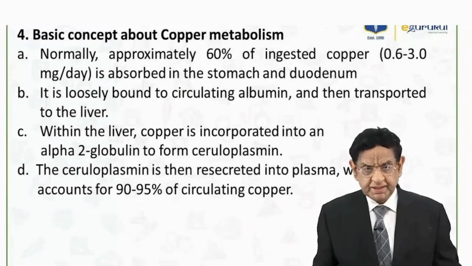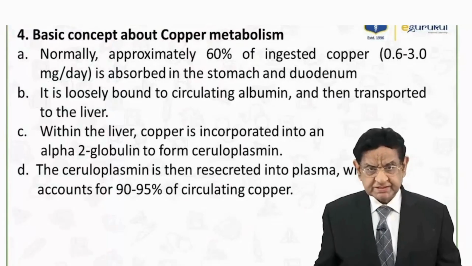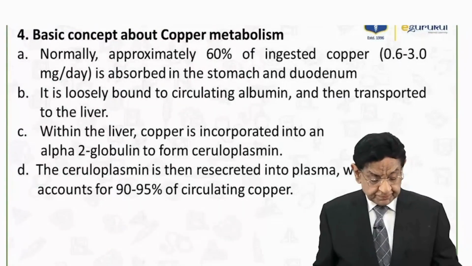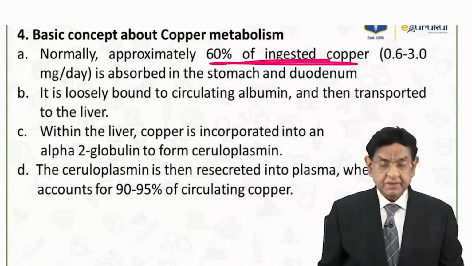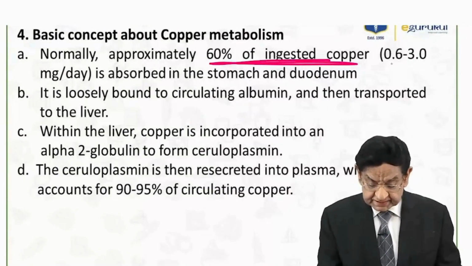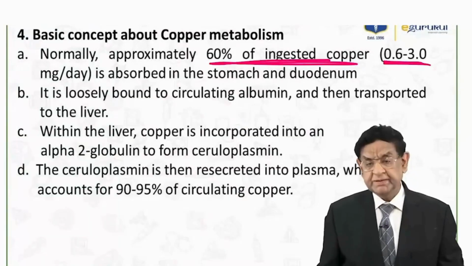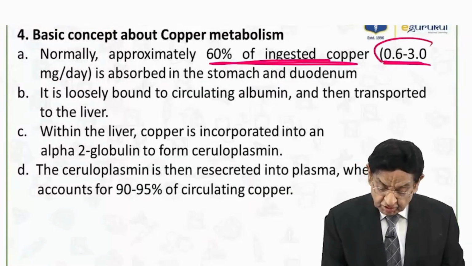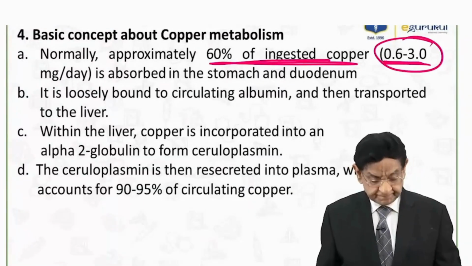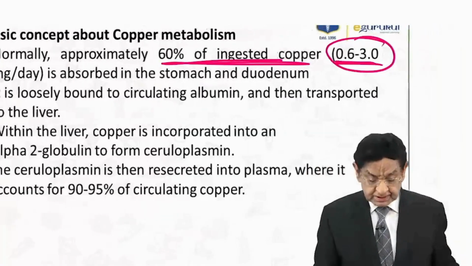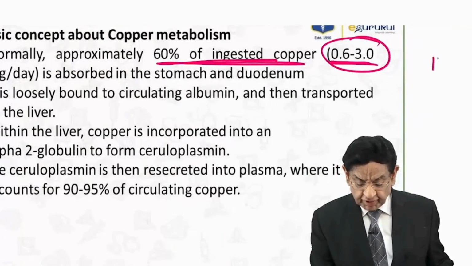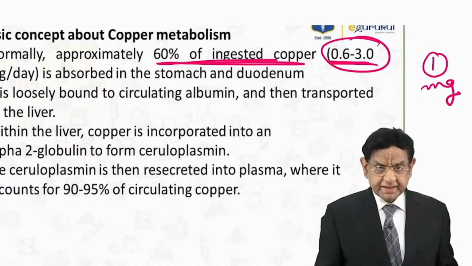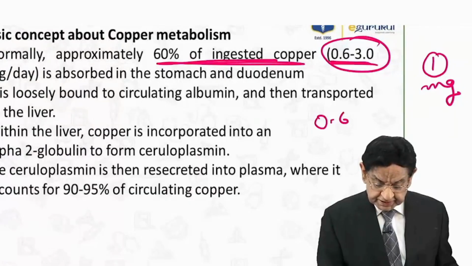This one topic, normally 99% students are not well aware of this copper metabolism. Well, about 60% of the ingested copper. Now, how much is the normal copper intake? Somewhere around 0.6 to 3 milligram per day. This is the normal copper intake in our diet. Suppose let's say it's 0.6 to 3. For easy calculation, I am taking 1 milligram. Out of this 1 milligram, 60%, that means 0.60 milligram.